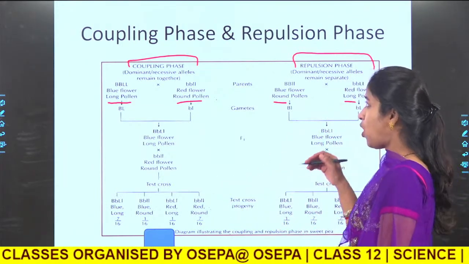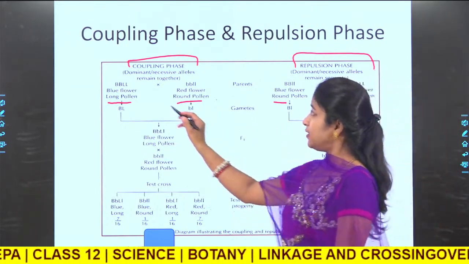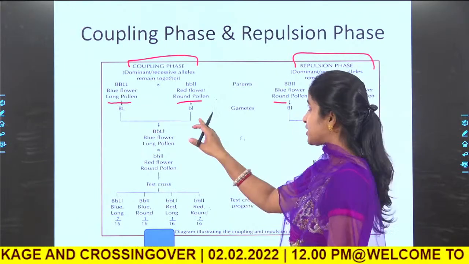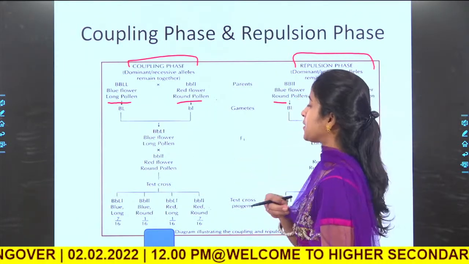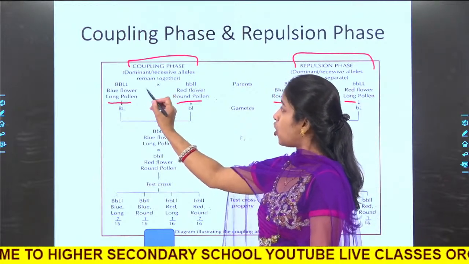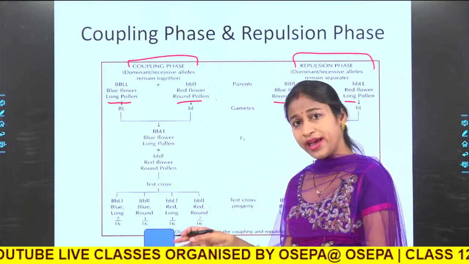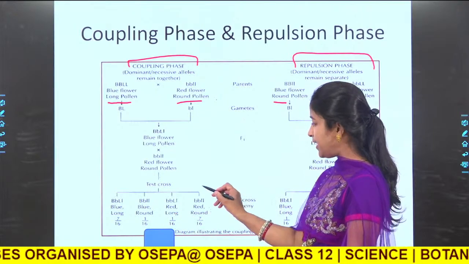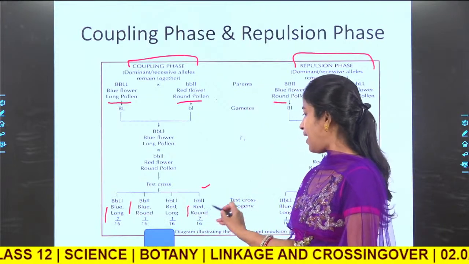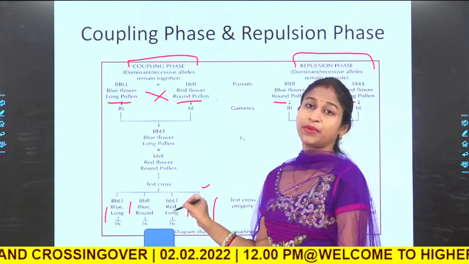So how could they explain it? They explain it in a manner that the dominant alleles remain together, that means in the first experiment, in the coupling phase. In the coupling phase, the dominant alleles remain together and the recessive alleles remain together. As such, in the F2 test cross generation, blue long and red round are coming at maximum numbers, and the recombinant types are coming at minimum.